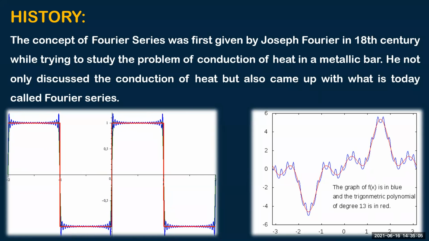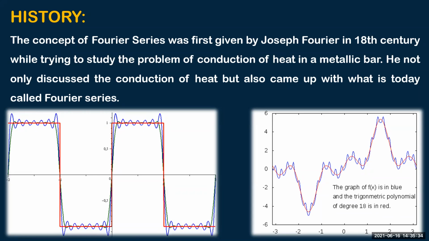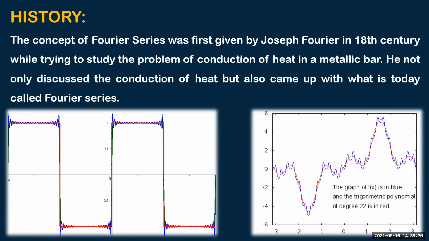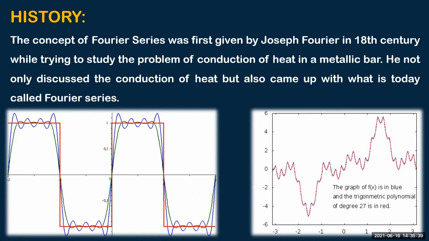But in the end, he discovered that he could construct or build a function or curve by adding a series of sines and cosines, which was a revolutionary idea at that time. Recall what he did. He was trying to draw the diagram of some function which he got from his research, and he realized that the function can be represented as a series of sines and cosines. That's the basic idea of the Fourier series.